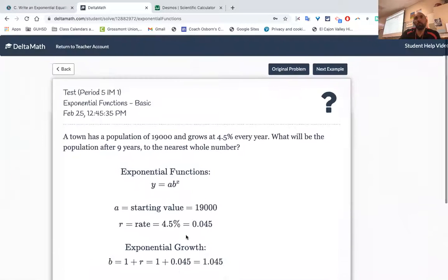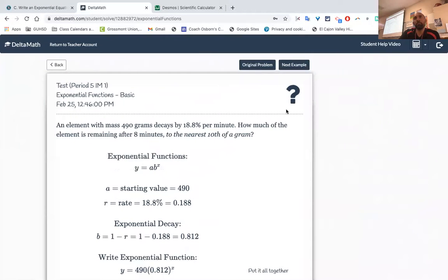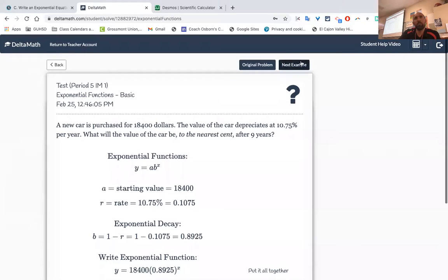All right, this is another population problem, so we're growing again. Decays, so it's kind of like the problem we just did. So I'm going to pass on that one.